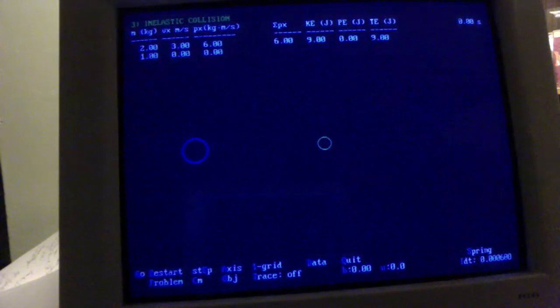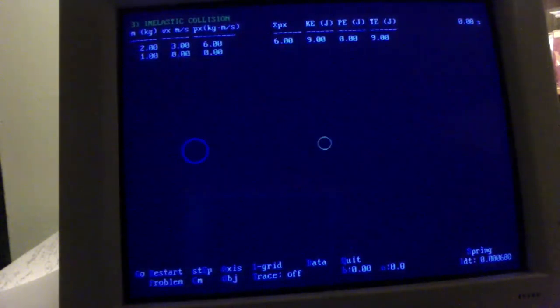Look at the total energy. It's 9 joules. Watch what happens. Hey, we lost some energy, didn't we? It's no longer elastic. The internal force is friction, not an elastic spring.